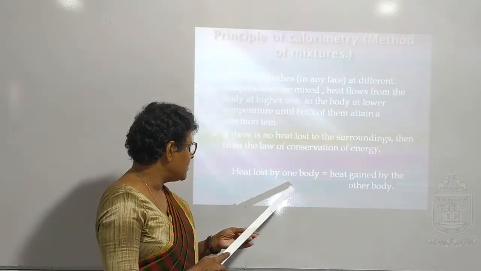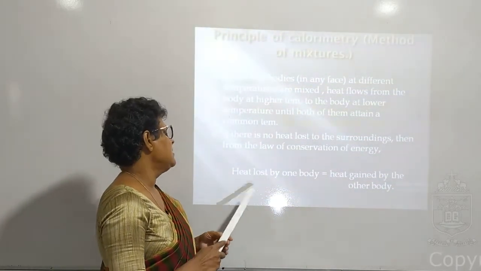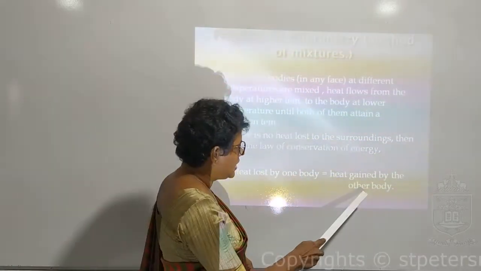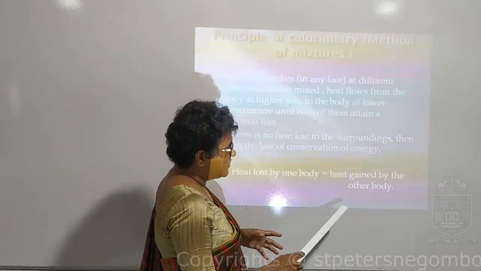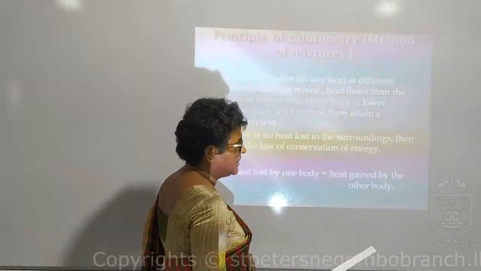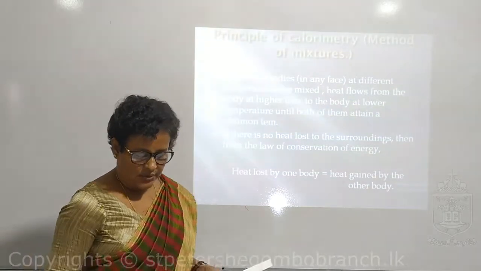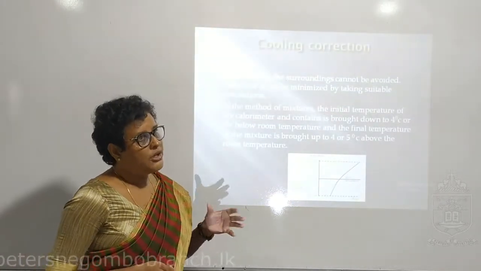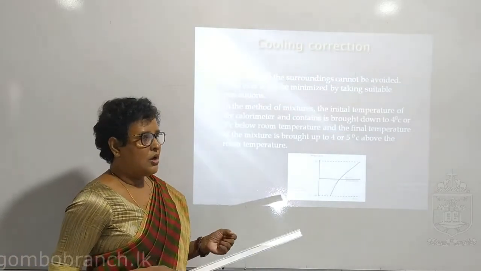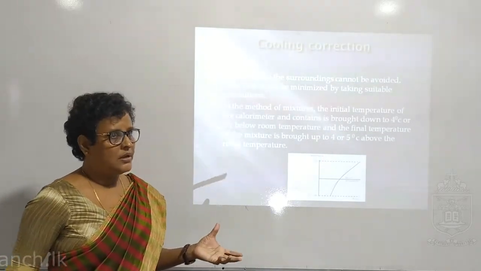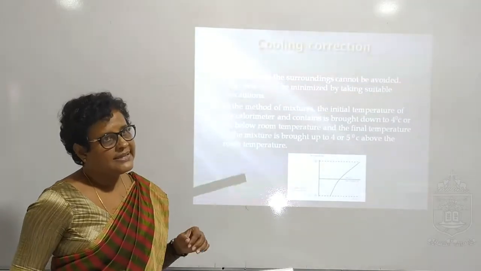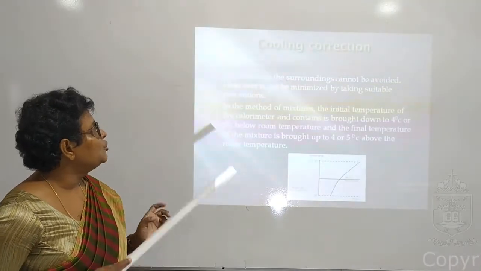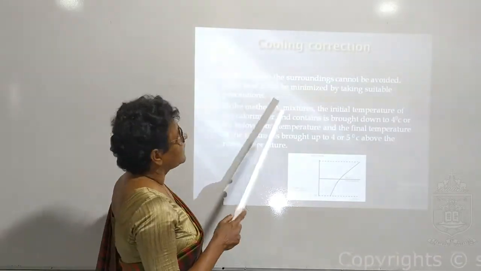So you are writing the equation here, M1, C1, theta difference, right? Temperature difference. Here you are writing for the other object, M2, C2 and temperature difference. So from this equation we can do lots of calculations. Now I said, even though we use the calorimeter or any other protective method, there is always heat loss to the surroundings, so we have to do cooling corrections, right?